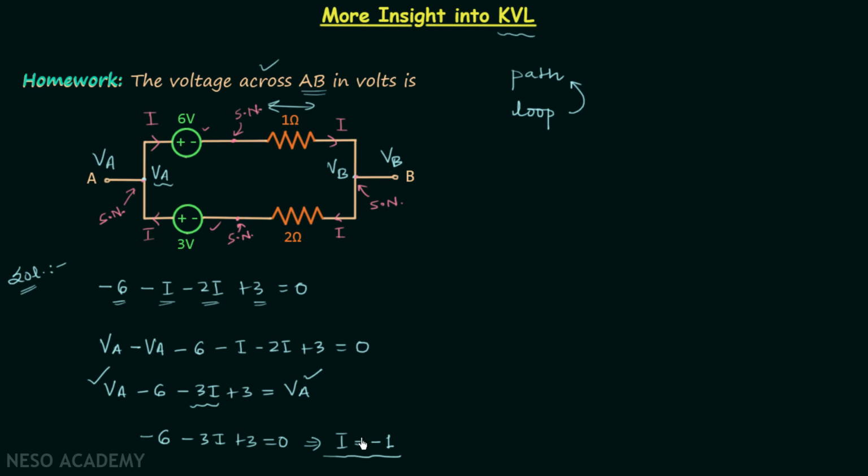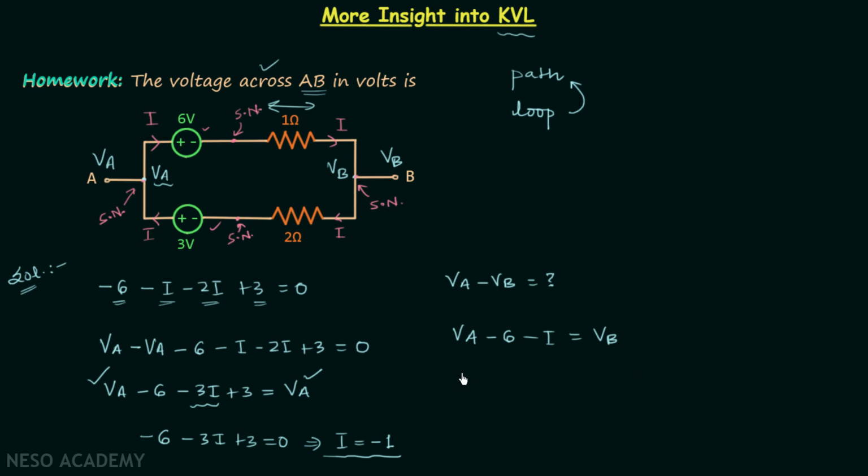So we have current I. Now our aim is to find out the voltage across AB. That is, we want to find VA minus VB. So what we will do, we will start from point A and then we will end at point B. So we will write the potential of point A, that is VA. Then we have minus 6. After this we have minus I due to this resistor. Then we will equate with VB because this is our ending point.